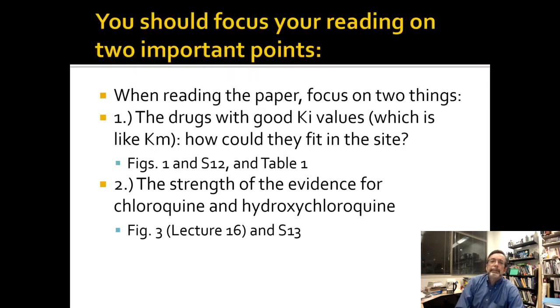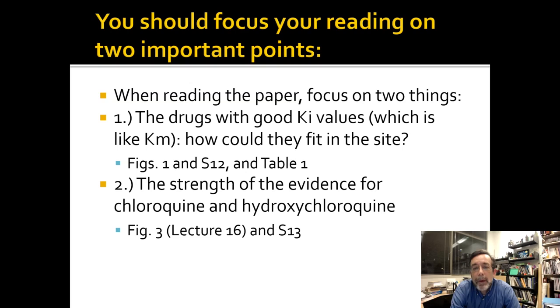It works. So this fits in with the paper, because the paper is reporting a big K that is like a binding constant. So you want to be thinking this way when you look at it. When you're reading the paper, you want to focus on two things. There are drugs with good Ki values, which is like Km. Good will be smaller in this case. How could they fit in the site?